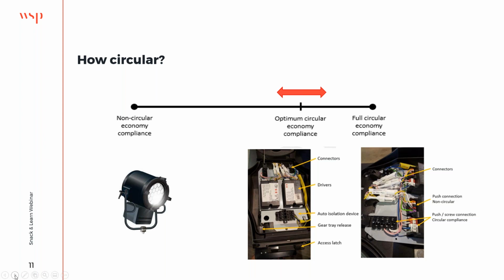And there's two images on the right there of the internals of different lighting units, essentially very similar on the outside. One is far more modular and upgradable than the other. And so circular compliance comes right down to the smallest components, right down to the very fixings that are holding parts of that product together. And with that in mind, Allan will now go through the particular guidance that has been developed in the UK.